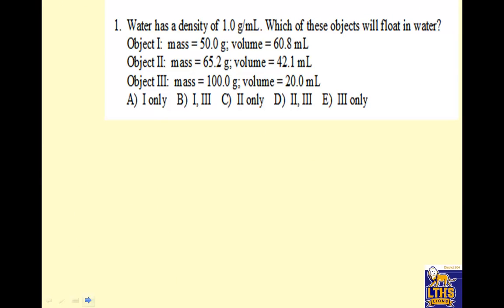Water has a density of 1 gram per milliliter. Which of these objects will float in water? Okay, so if density is 1 gram per milliliter, in order to float, that means density less than water. Okay, so for object 1, D equals M over V. So 50 over 60.8 equals, I'm going to say more than 1.